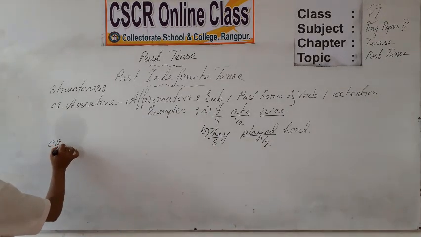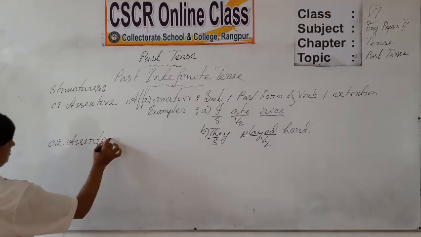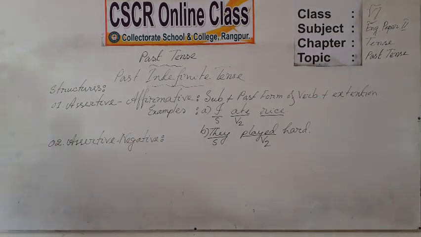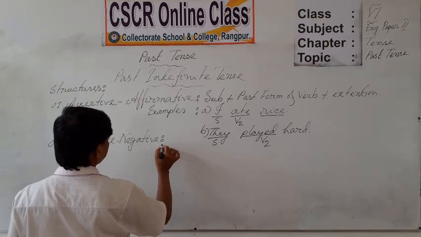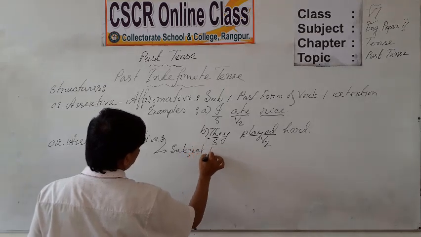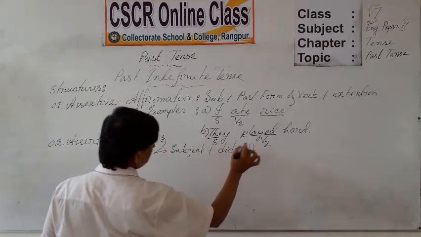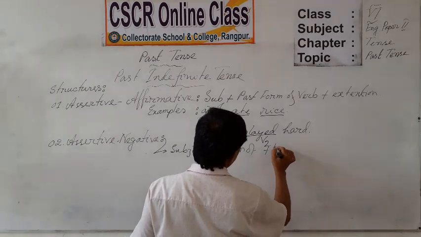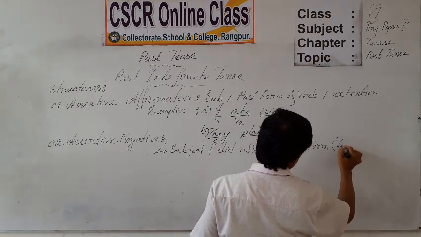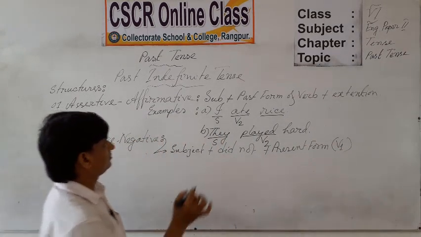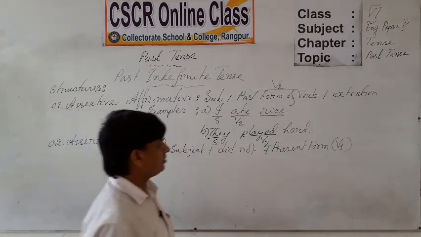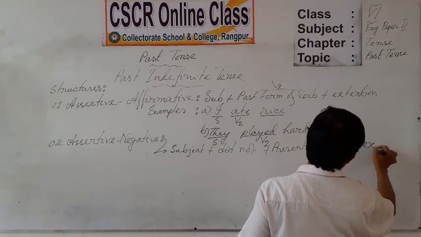Structure 2, assertive, negative. Subject plus did not plus present form or V1 plus extension.